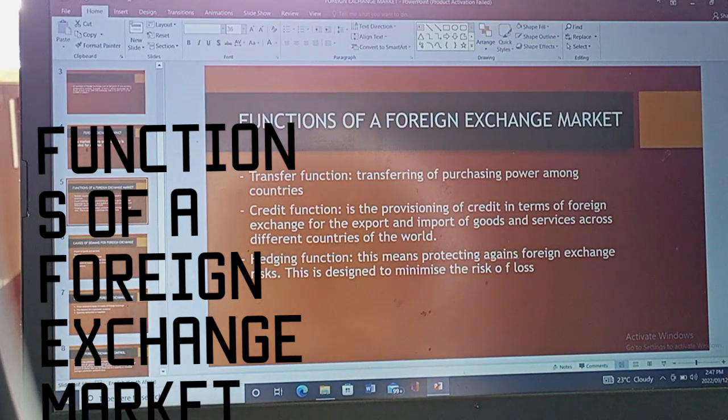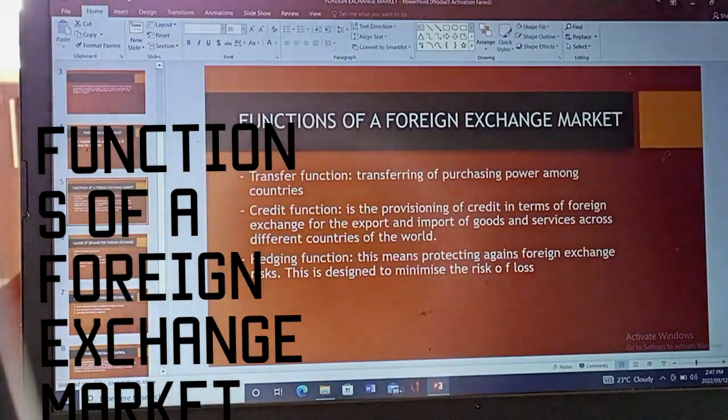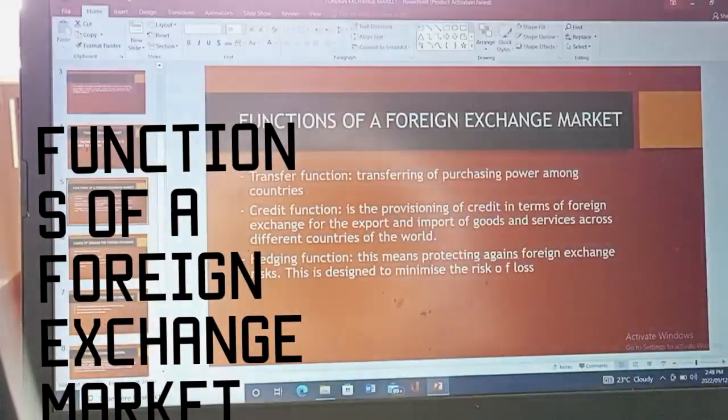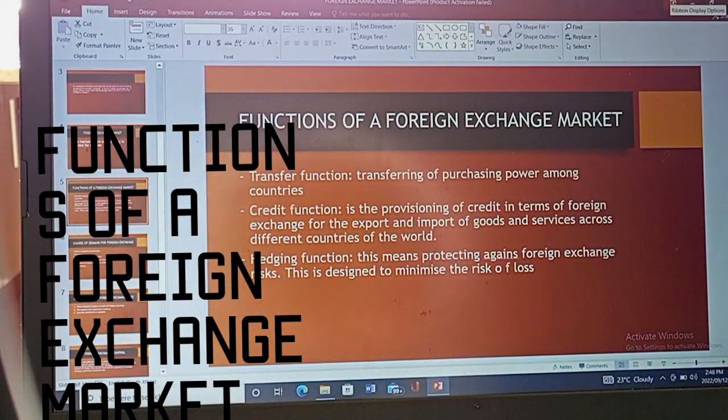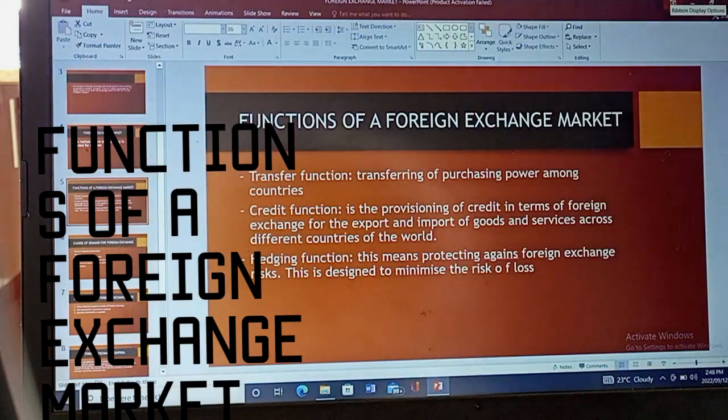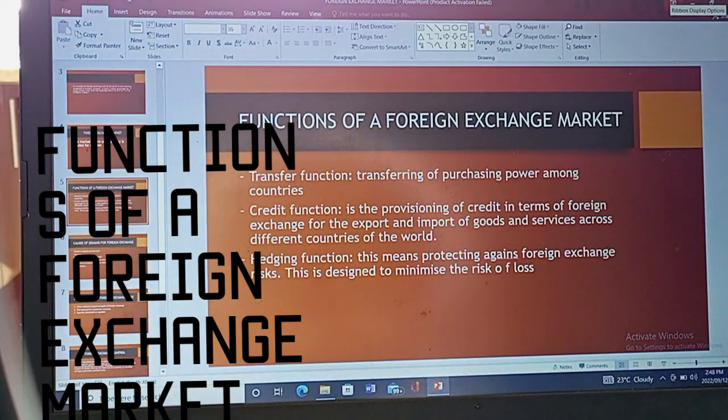Now, another important function of a foreign exchange market is the hedging function. What do we mean if we say the hedging function? The hedging function means that you place a boundary such that your currency does not lose its value. Hedging means protecting against foreign exchange risk. This is designed to minimize the risk of loss.